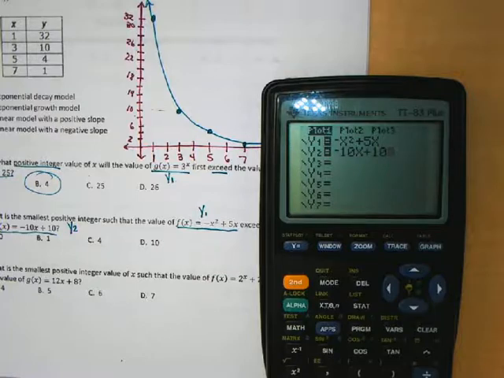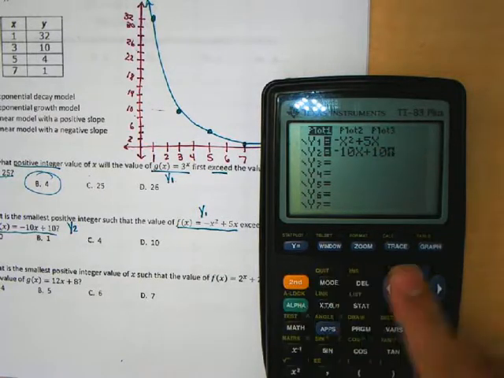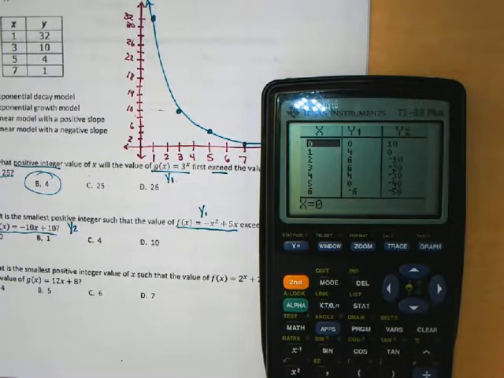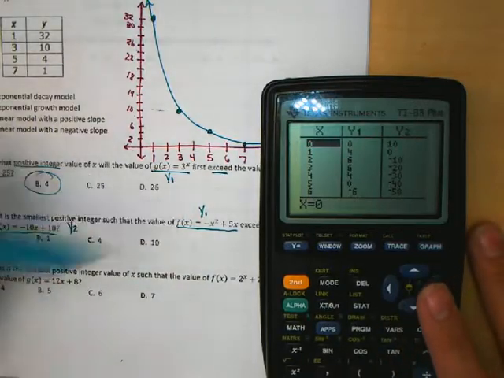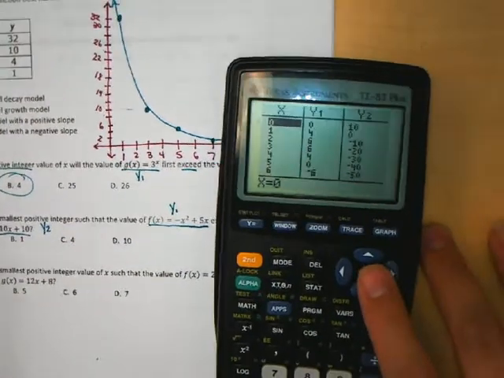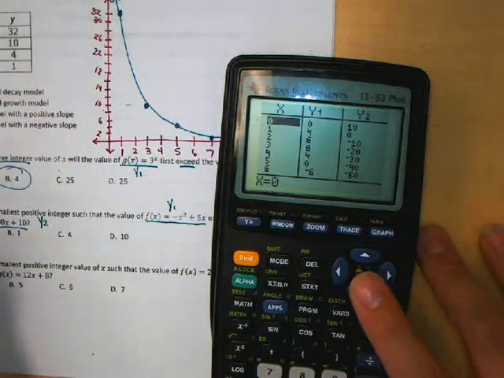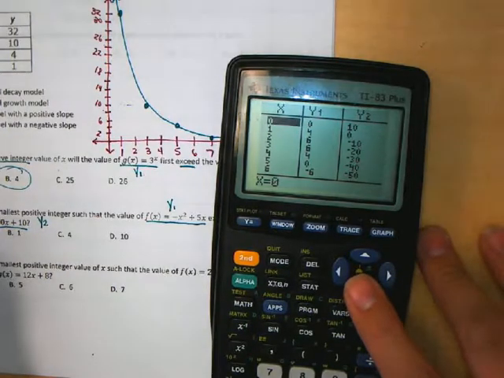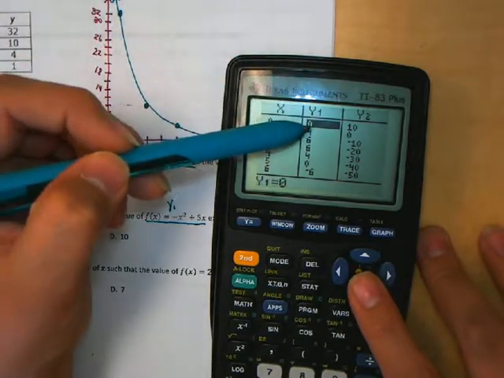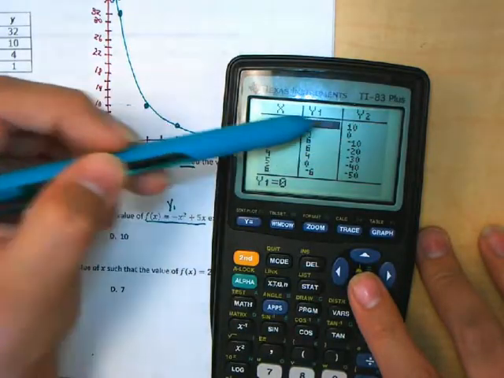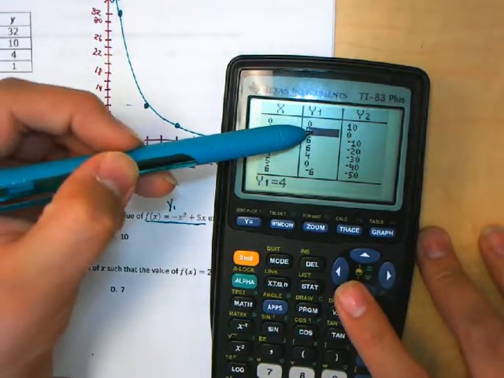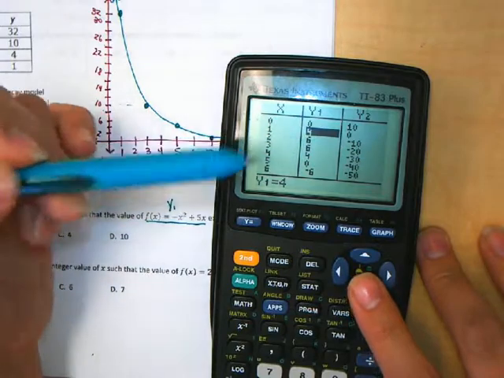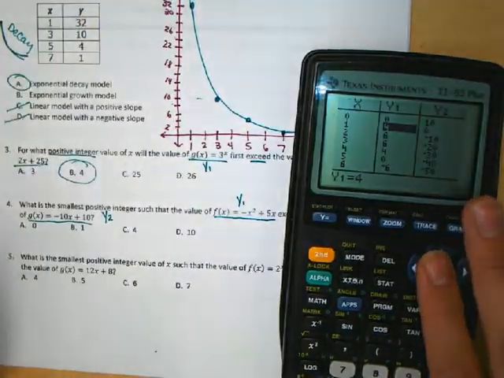Remember, once we have both those functions in there, we're going to hit second graph, and I'm trying to see when f of x is bigger than g of x. So I'm going to scroll until I see that this value is bigger than this value. Well, if you notice, I've got 4, which is bigger than 0, so that happens at 1.